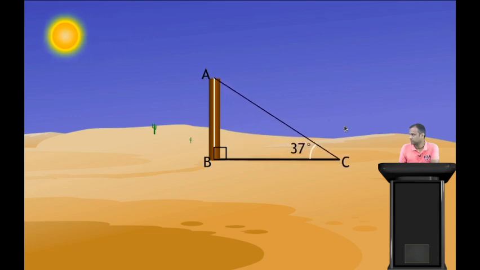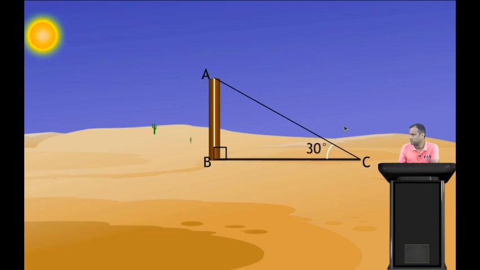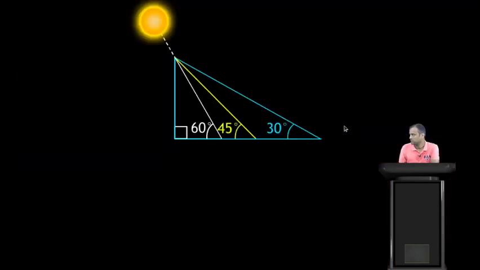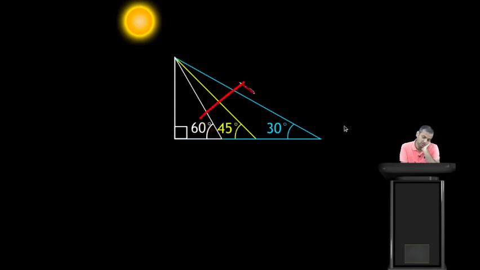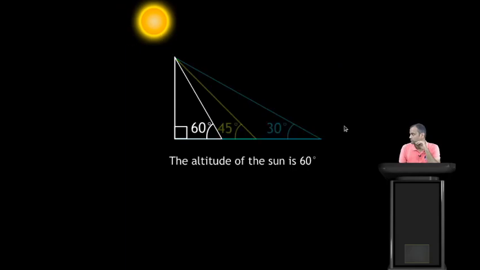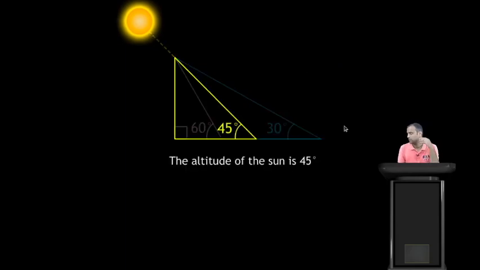And here again theta is changing and also BC is changing. So we can have multiple values of theta, and this is called the altitude of the sun, which is 60 degrees. It is called altitude or also inclination angle. So when the shadow of a body is made, this angle is called the altitude of the sun.